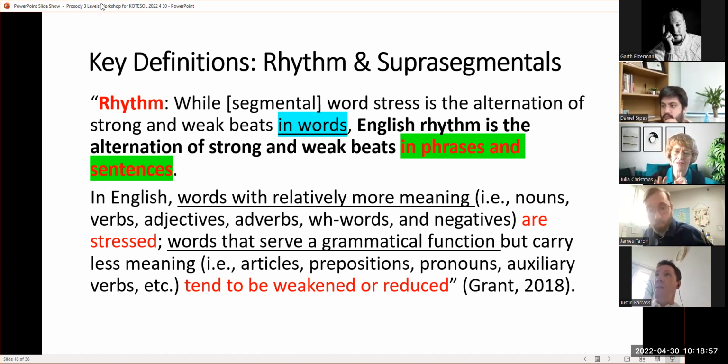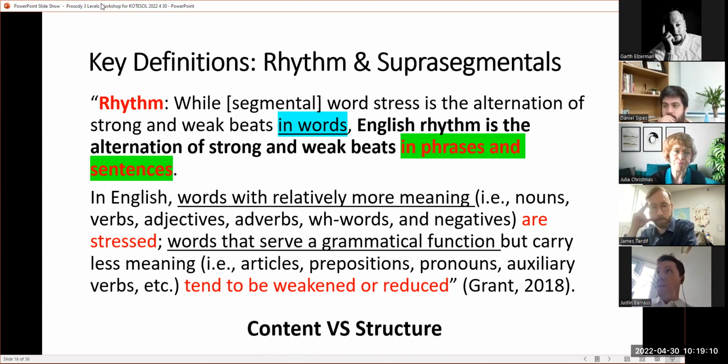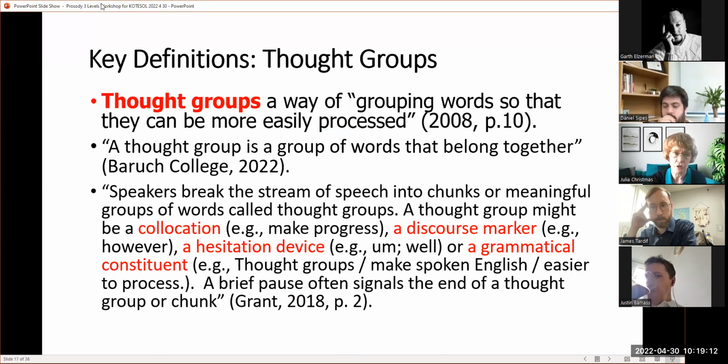Go, lake, summer are the story words, and the rest is very, very weakened and reduced. And so the students cannot hear it, but they need to know that this exists. So there's less frustration. And it is content versus structure.